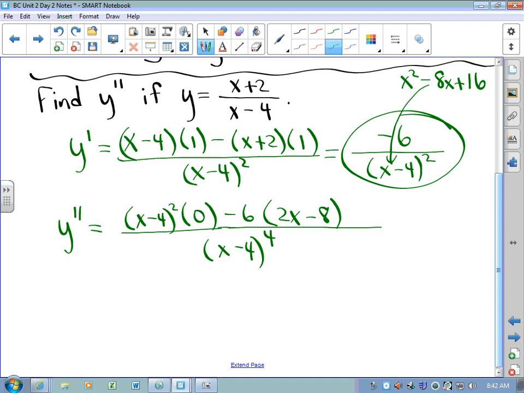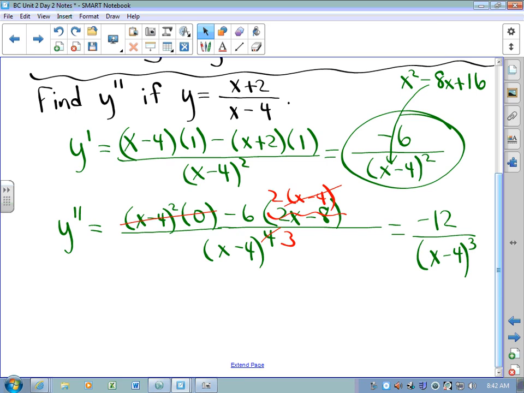When you square something that's squared, it goes to the fourth power. This is calc. Anything times 0 drops out. This thing right here is 2 times x minus 4, which is fortuitous because that allows some cancellation. And we say, I got this, you got this. Done.